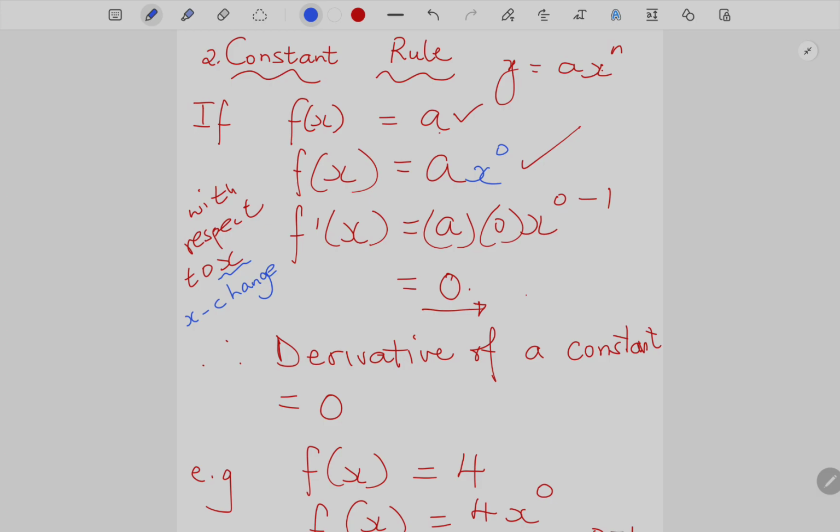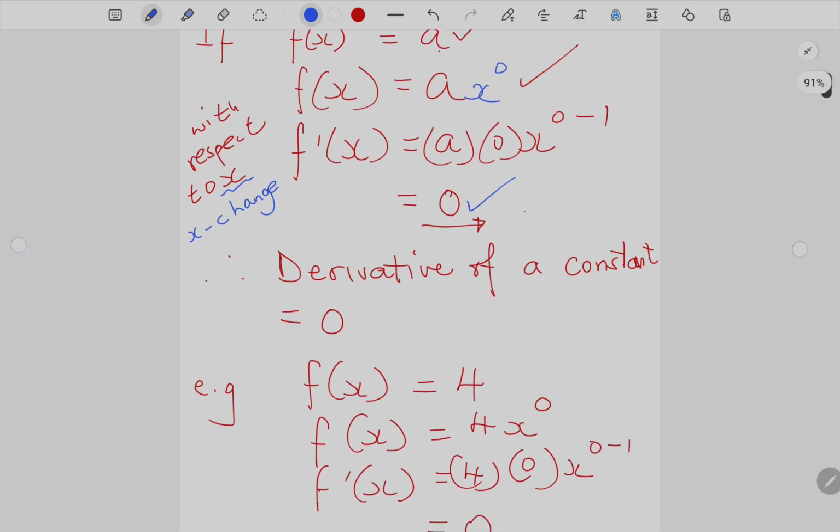So f of x is equal to a can be rewritten as f of x is equal to a x to the power 0. Then how do you get a 0? f prime of x is equal to a times 0, x to the power 0 minus 1. Once you multiply any number by 0, like a times 0 times x to the power 0 minus 1, the answer on its own is equal to 0. So what does that mean? It means, therefore, the derivative of a constant is equal to 0. Now let's move to the example.